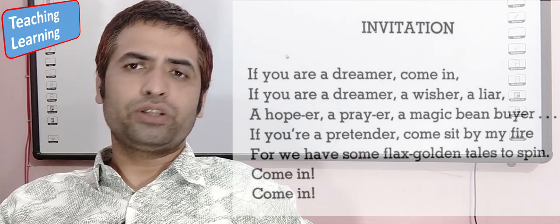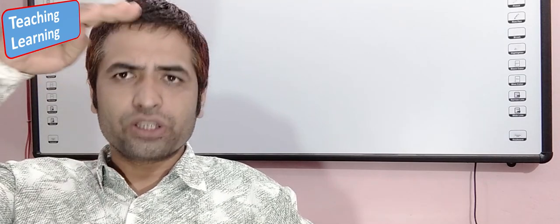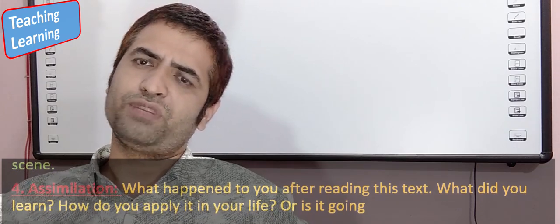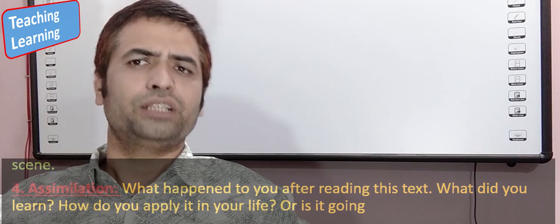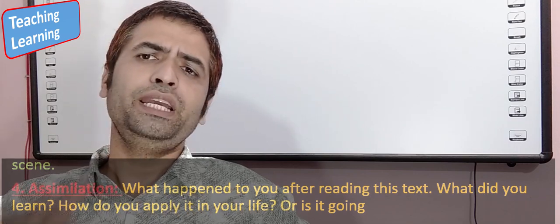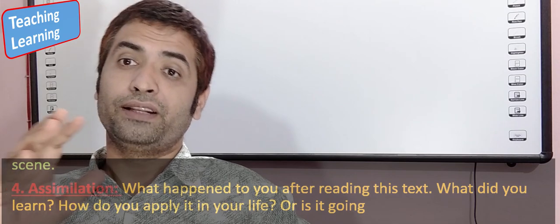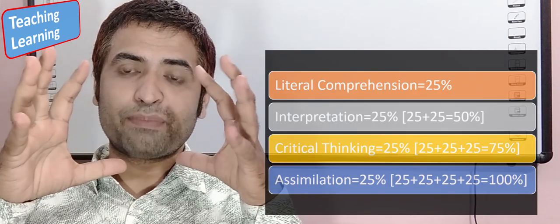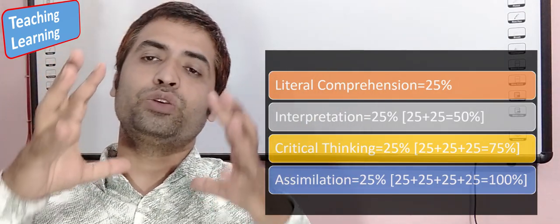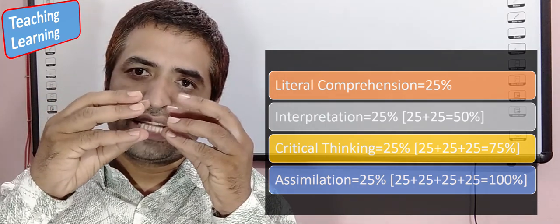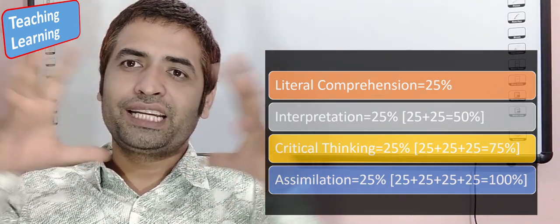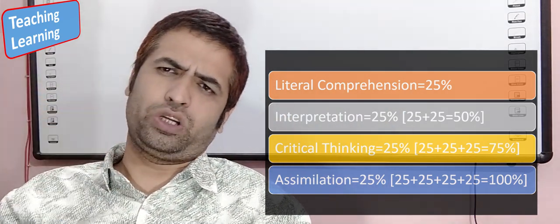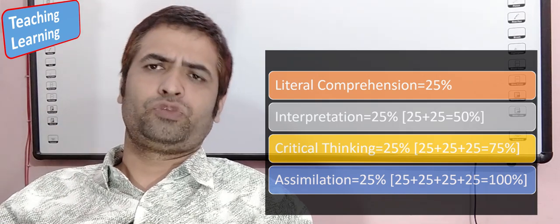And the last one is assimilation. What we do in assimilation is 100%. Whatever you study, not only this Invitation or any lessons from this Business English, whatever you want to learn, please try to learn it at the full level. 25%, 50%, 75%, and 100%. This way you need to go. Literal comprehension, interpretation, critical thinking, and assimilation. That way you need to understand, so that you can clearly see the picture, clearly understand the text as you wish.